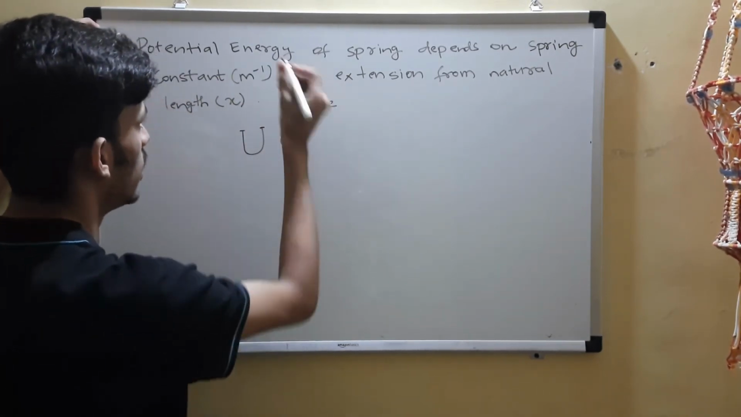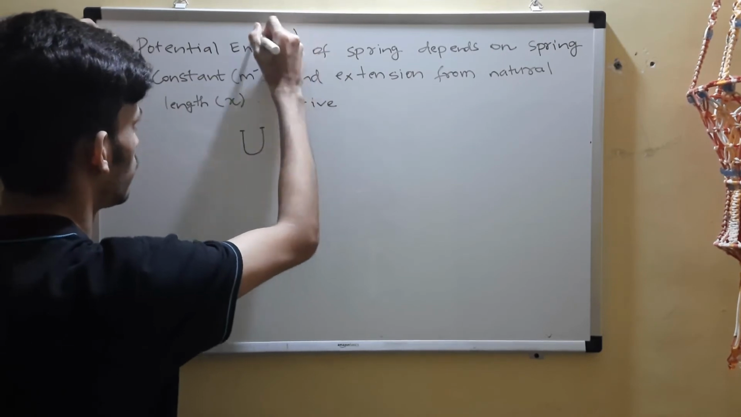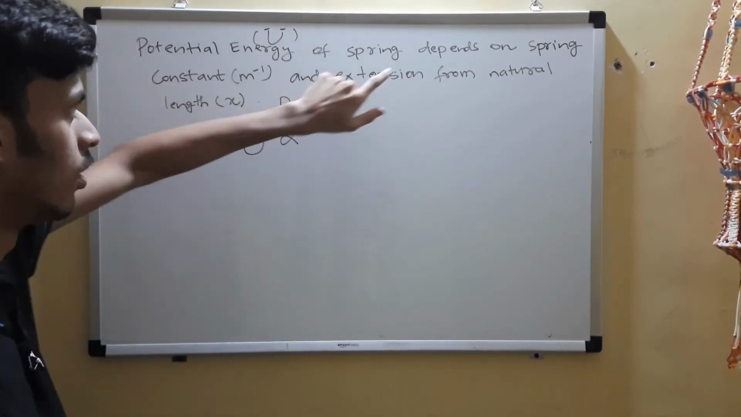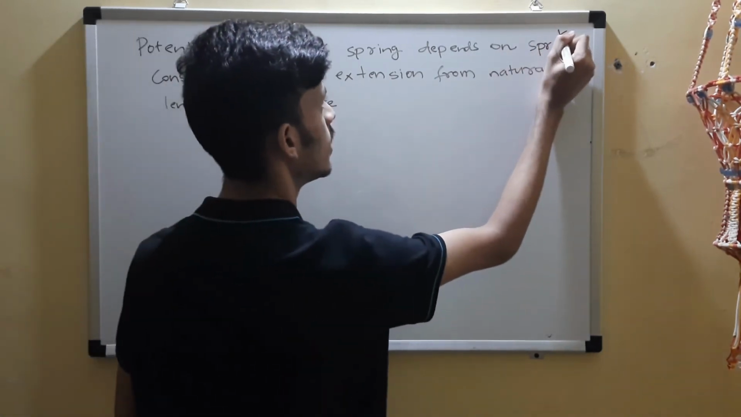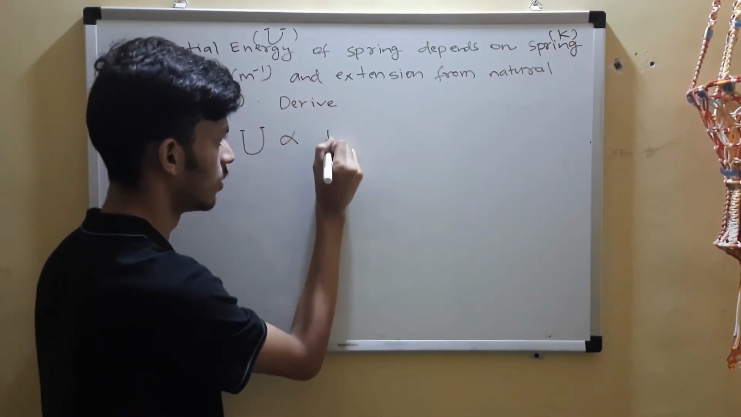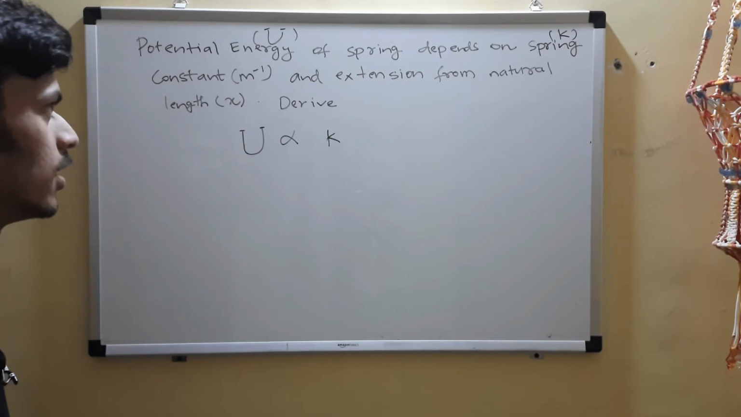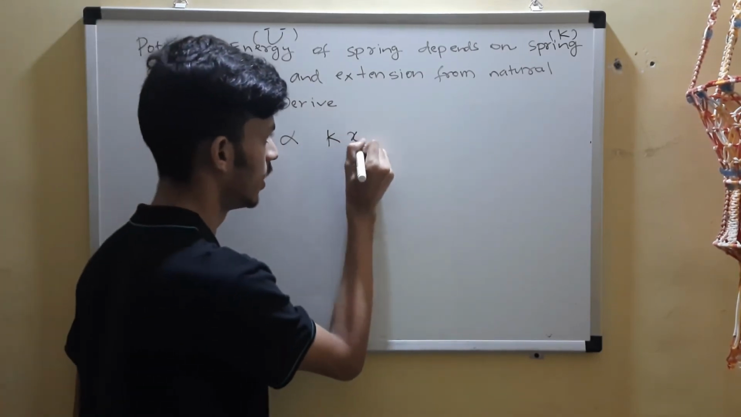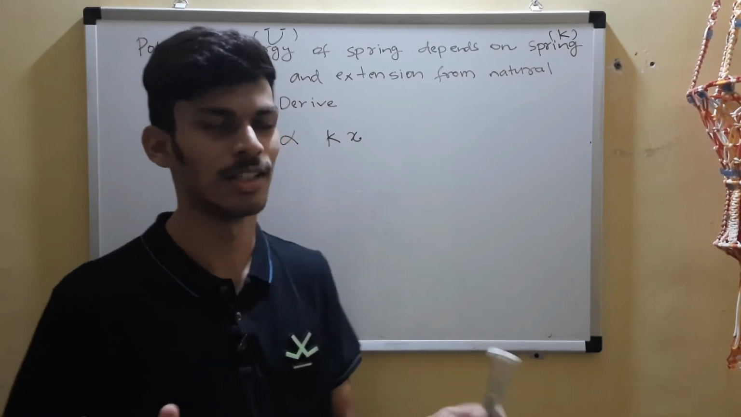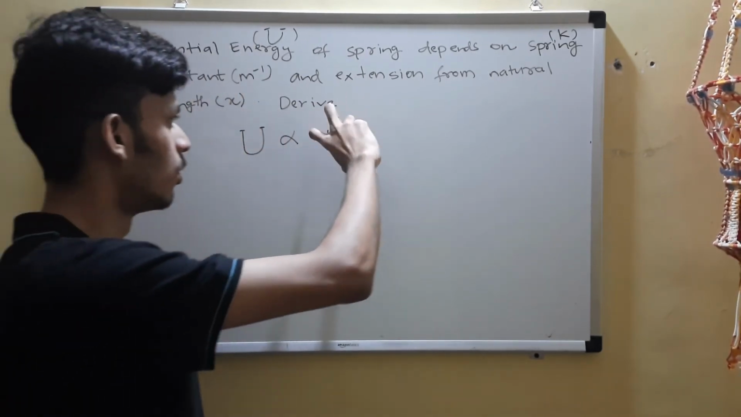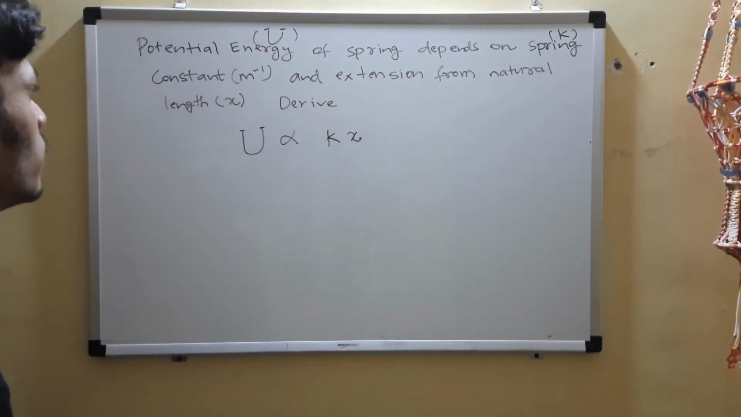So potential energy, which I have taken as U, is proportional to, or depends on, the force constant, let's take it as K. So it depends on K, and the extension of the string, they have said X. Now take the proportionality constant as C or something, because you don't want to mix it up with this K.